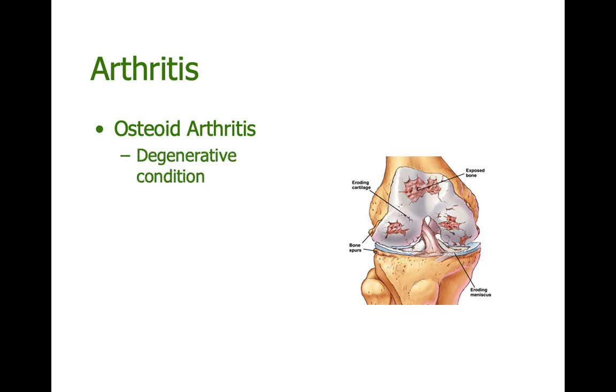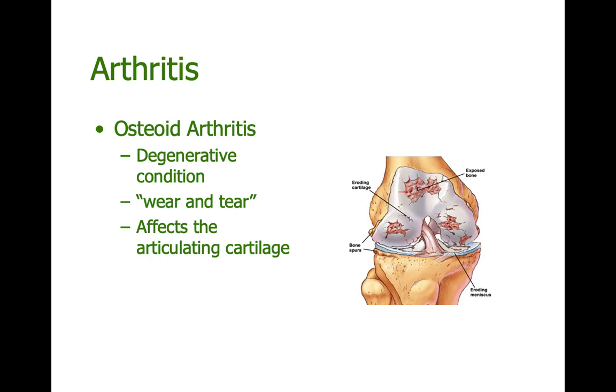It is a degenerative condition, which means it gets worse with time. We refer to it as wear and tear arthritis. Again, a typical college-age student isn't going to really suffer from osteoid arthritis, but someone who is older, who has used their joints for many, many years, will probably experience some degree of osteoid arthritis. As we said, it affects the articulating cartilage. It gets broken down. It's very slow, irreversible, rarely crippling.